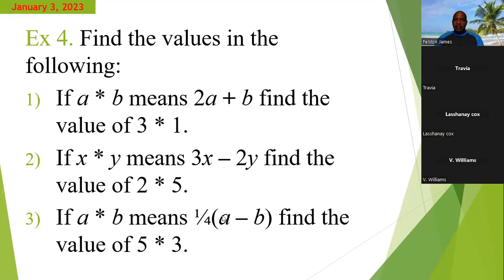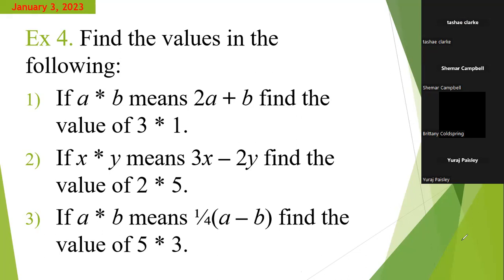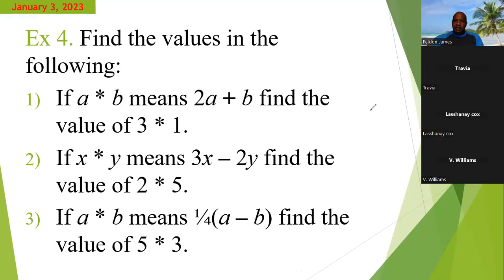All right. Is there anyone who is ready to do any of these questions? Who would like to do the first one? Sir, let me try. Who is that now? Trivia. Okay, go ahead, Trivia.